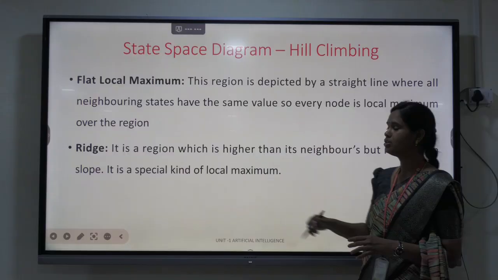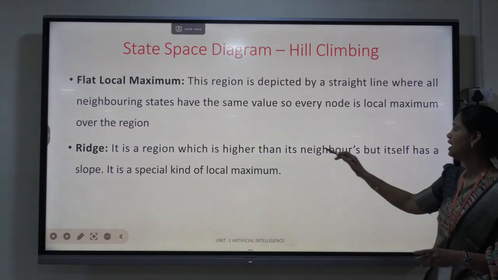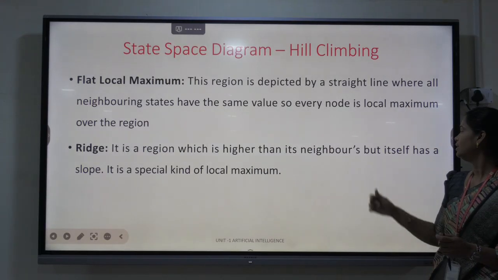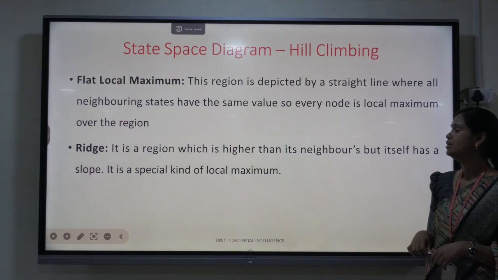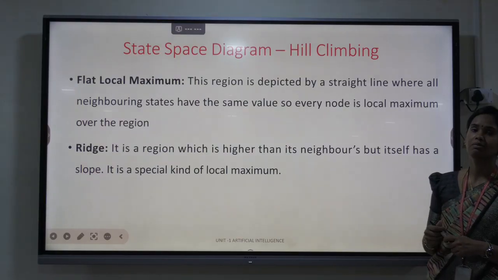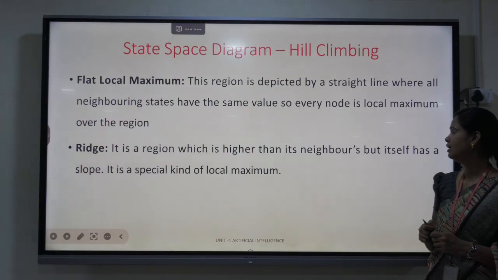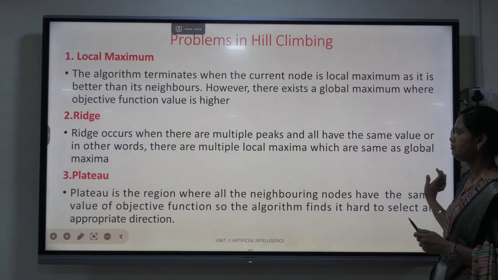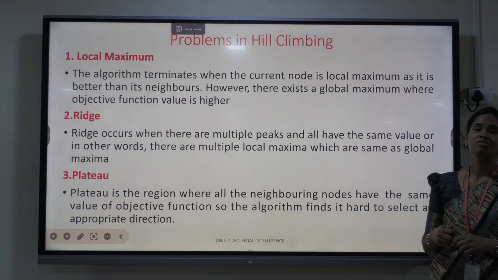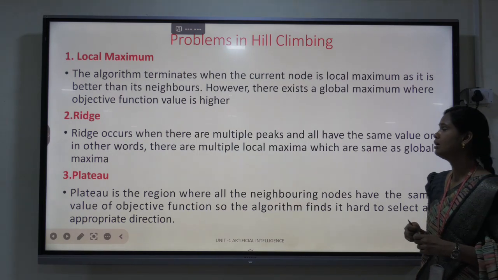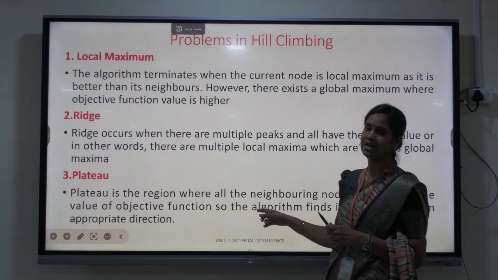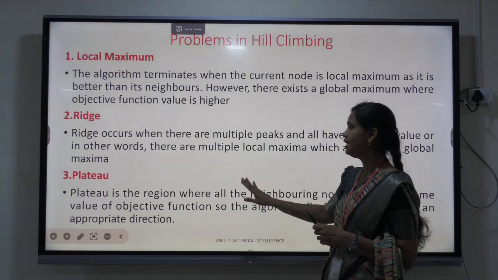Next is your ridge. Ridge is where it is going to be higher than the neighbor, but itself has a slope, right? So ridge is going to have a slope. It is a special kind of local maxima which can occur in hill climbing, right? So there are some problems in hill climbing, right? They are local maxima, ridge and plateau, which is nothing but the flat, right?